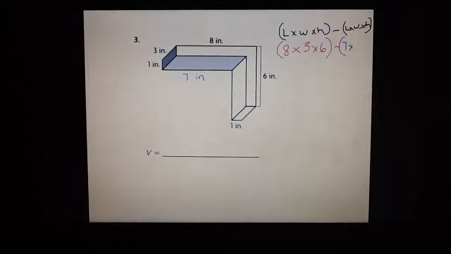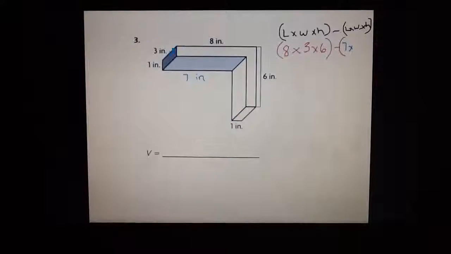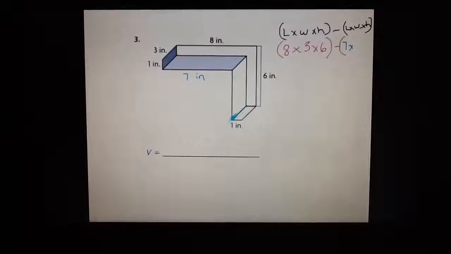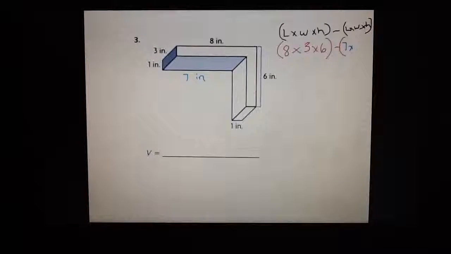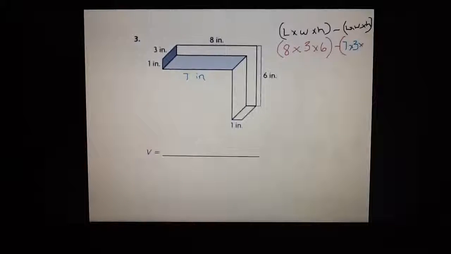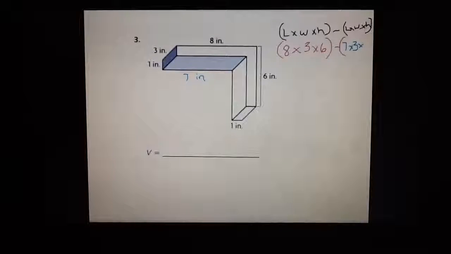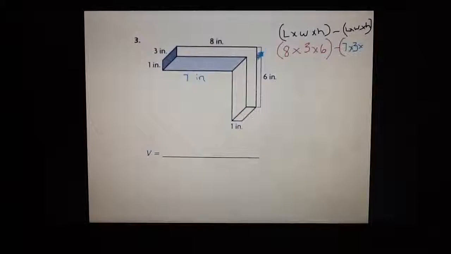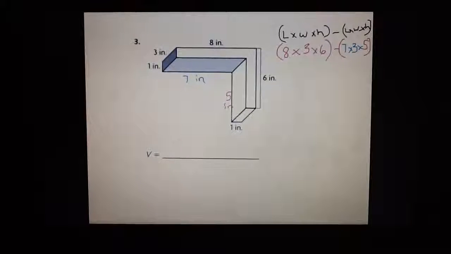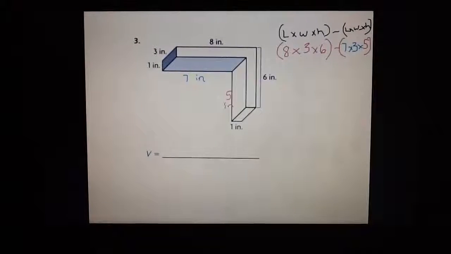And let's find our width. The width right here is 3 inches wide. So if I look right here, my width would remain the same. 3 inches here, it's going to be 3 inches here as well. So my width is going to be 3 inches still. But my height, let's find the height. The height was originally 6 inches, but we're going to take off this 1 inch portion right here because now it's only this tall. So we have 6 minus 1, which would be 5 inches. So my formula would be 8 times 3 times 6 minus 7 times 3 times 5.